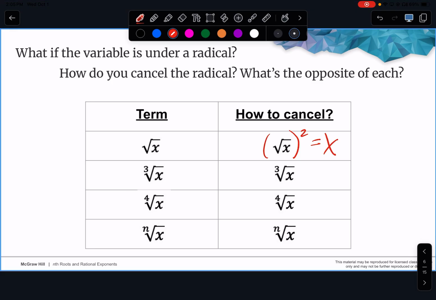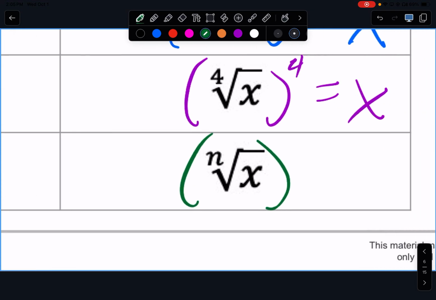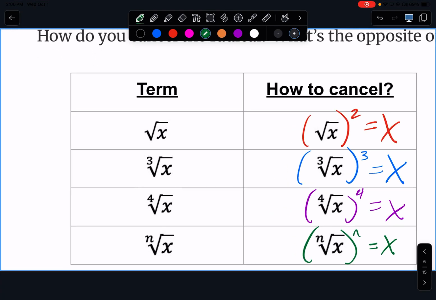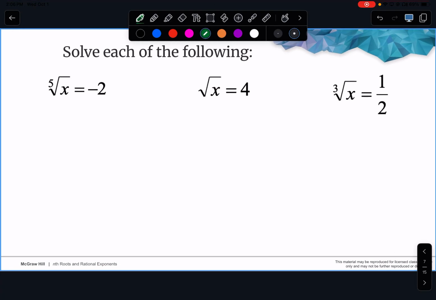Just x. Okay? For the next one, if I'm the cube root of x, I have to take it to the power of 3, and that's going to give me just x. This one I would take to the power of 4, and that would give me just x. And then this one I would take to the power of, whoa. It's not a number. So I take it to the power of what? N. Take it to the power of n, because that's still going to cancel out our index, and that would just give me an x. So that's just a quick little example of how we would cancel that stuff out.